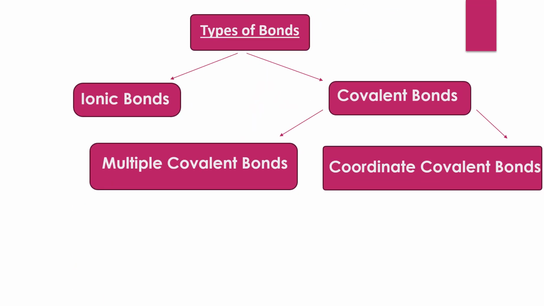There are two types of bonds: ionic bonds and covalent bonds. There are two types of covalent bonds: multiple covalent bonds and coordinate covalent bonds.